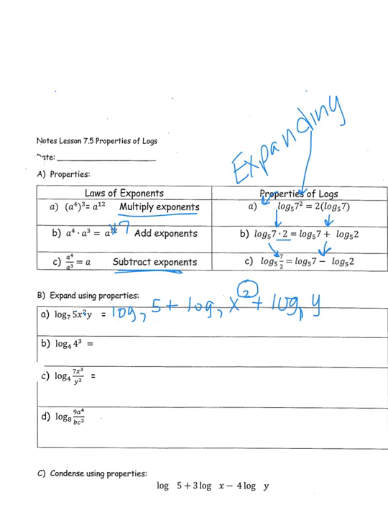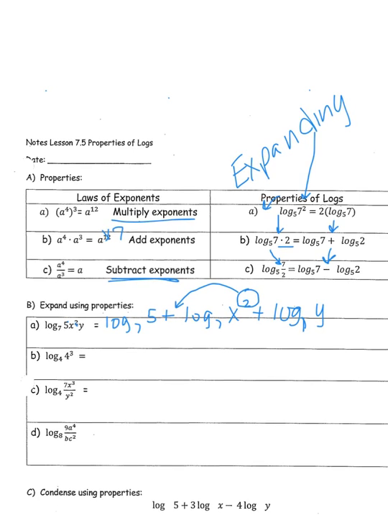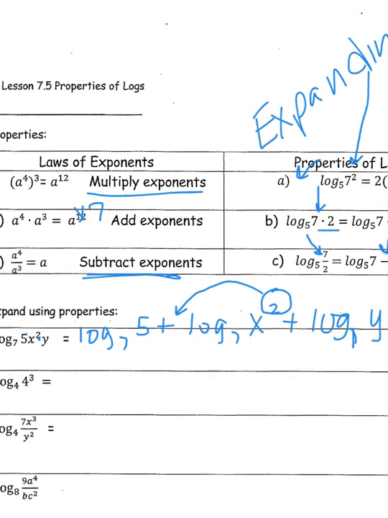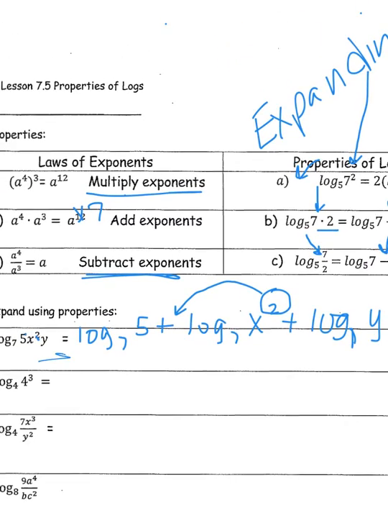Now if you notice though, we've got a property. So we have the power property. So the power is going to go in front of that particular log. So if we write, this will be our final answer, we'll go log the base 7 of 5 plus, we're going to bring the 2 down in front of log the base 7 of x plus log to the base 7 of y. And that will be the answer for the problem we just did.